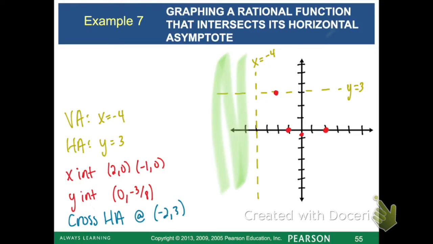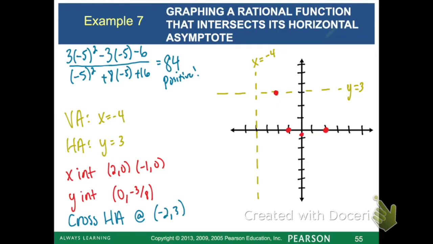Let's start with the left side of x equals negative 4. We need to test a number over here to see what our graph is doing, whether it's below the horizontal asymptote or above it. Let's test negative 5. Whenever we test negative 5, I think I may have said positive 5 a minute ago, but I meant negative 5. We get out 84, which is a positive number, and it's bigger than 3. So we know we're going to be above the y equals 3 line. So my graph is going to look like this.